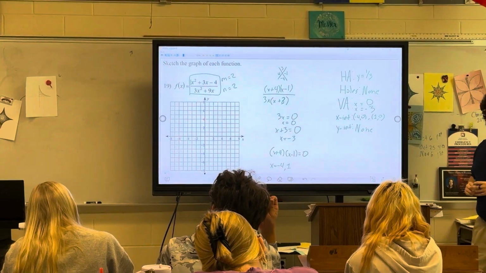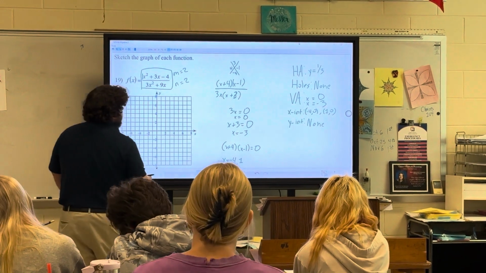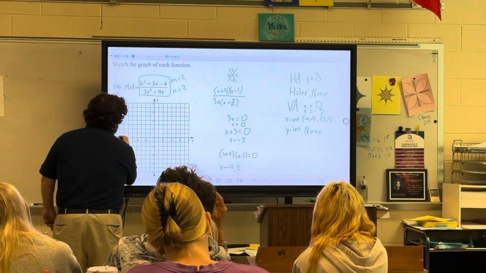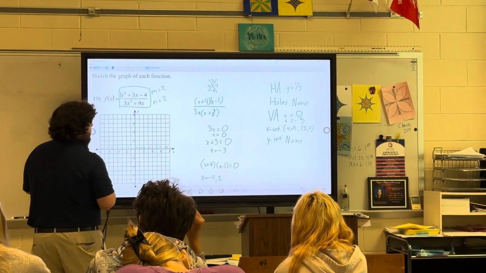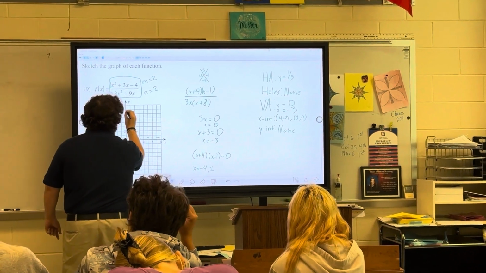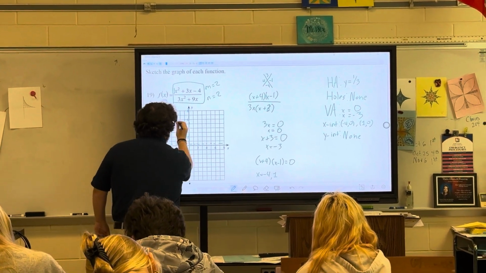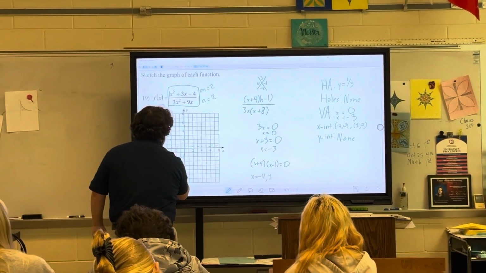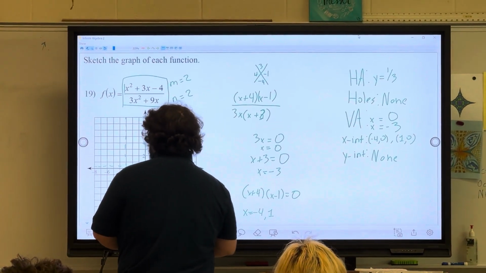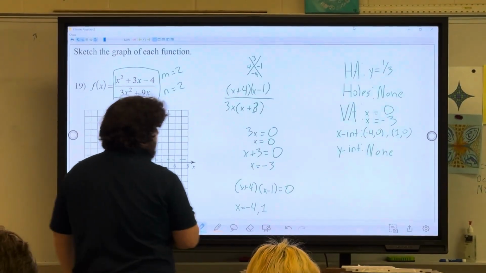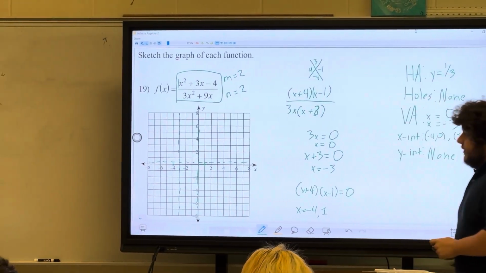Now we can go ahead and graph this, right? We have all of our pieces. So let's start with graphing our asymptotes. It looks like we have a horizontal at a third. We have no holes. We have a vertical asymptote at 0. Another one at negative 3. We have an x-intercept at negative 4, 0 right here. And another one at 1, 0. That's all of our pieces.